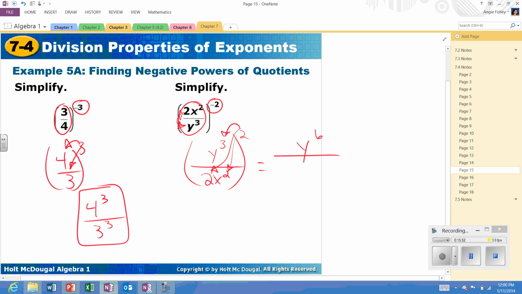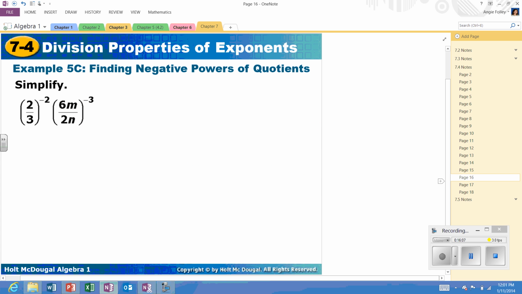Remember, you have to carry it through your coefficients as well. So the 2 times 2 becomes 4, and then x squared squared becomes x to the 4th. And that is our final answer. Again, if I'm going too quickly, please go back and look at these examples.